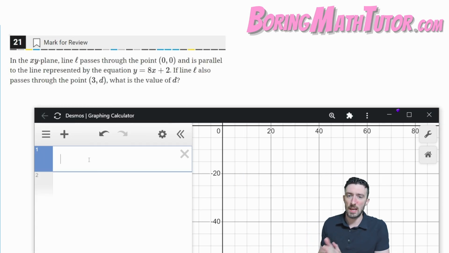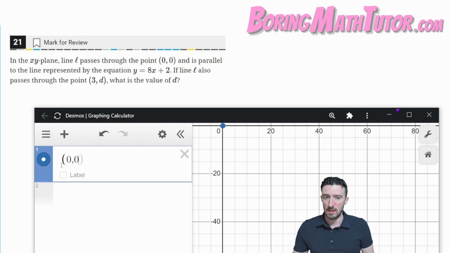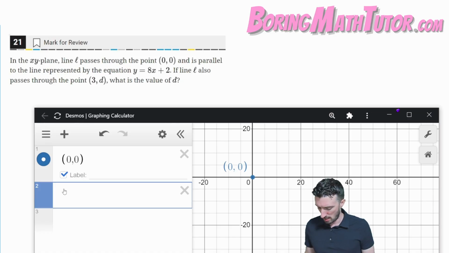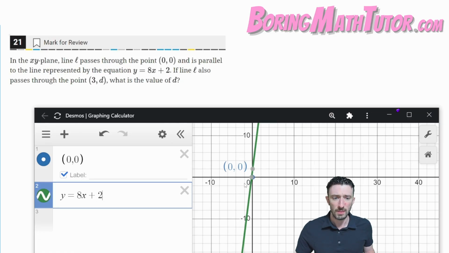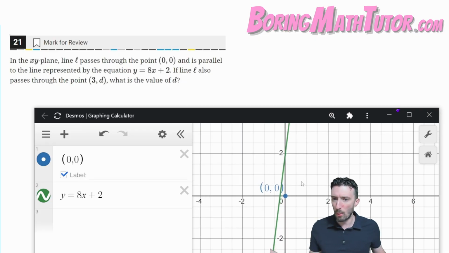We got line L passes through the point 0, 0 and is parallel to the line represented blah, blah, blah, blah. Well, let's start getting a sketch of that. So I'm going to put 0, 0. Let's hit the label button. Then I'm going to do y equals 8x plus 2. And I can see if I zoom in that that does not go through that point.